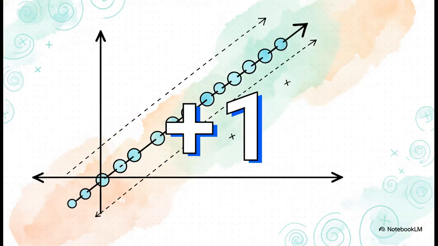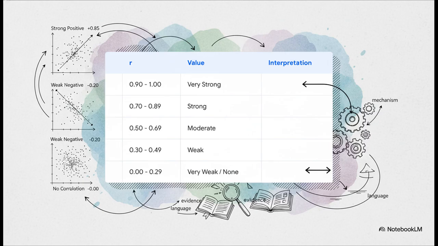And on the flip side, an R of +1, well, that's a perfect positive linear relationship. As one variable goes up, the other one goes up right along with it, and all the points fall perfectly on a single line. Of course, in the real world, things are messy. You almost never see a perfect -1 or +1. Most of the time, the answer is somewhere in between.